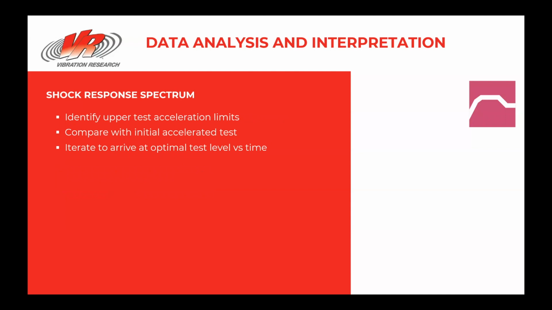In our case study, we also have the shock response spectrum, another tool available in vibration research software, which establishes the upper limit for test acceleration to ensure that a vibration test is properly accelerated without over-testing, thereby causing false failures. The shock response spectrum for the field data is compared against the test, and the test duration time is iterated to achieve the optimal test duration. So we're going to show that in our case study.